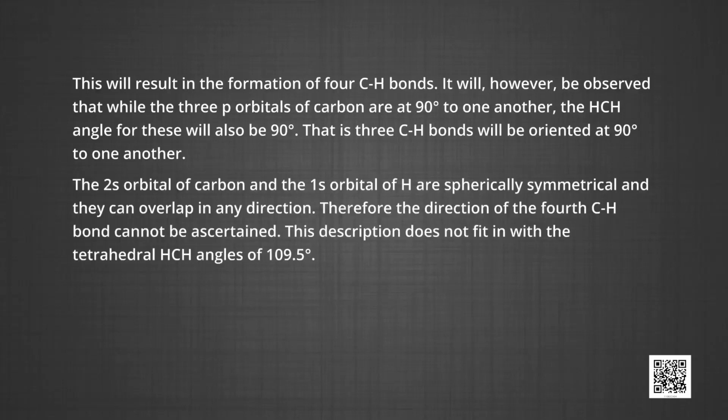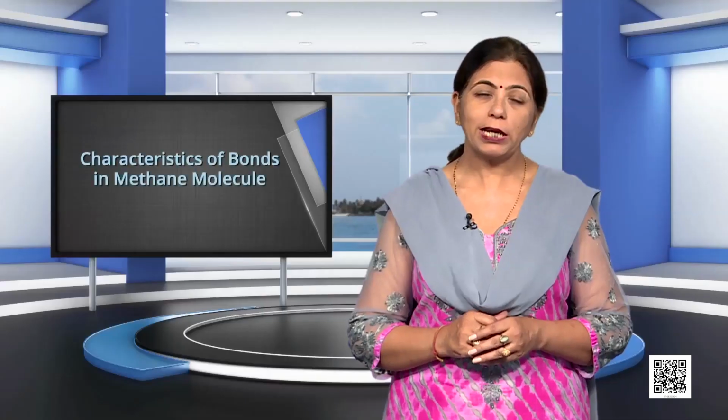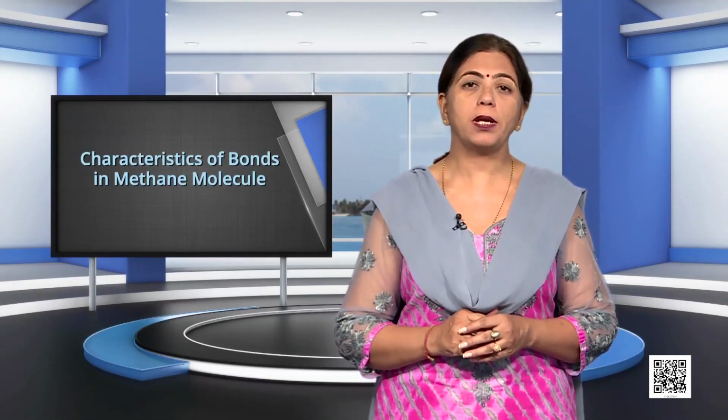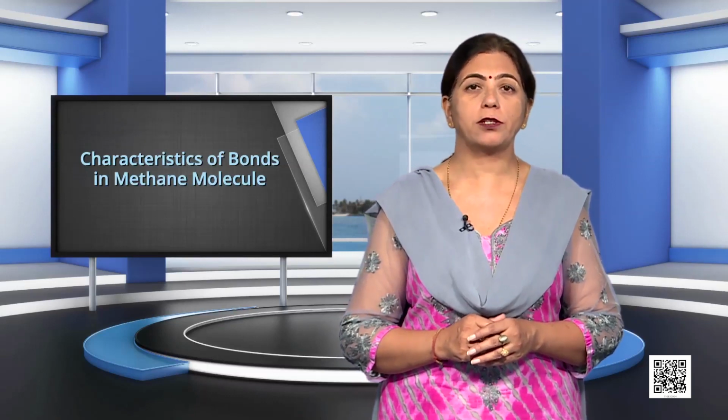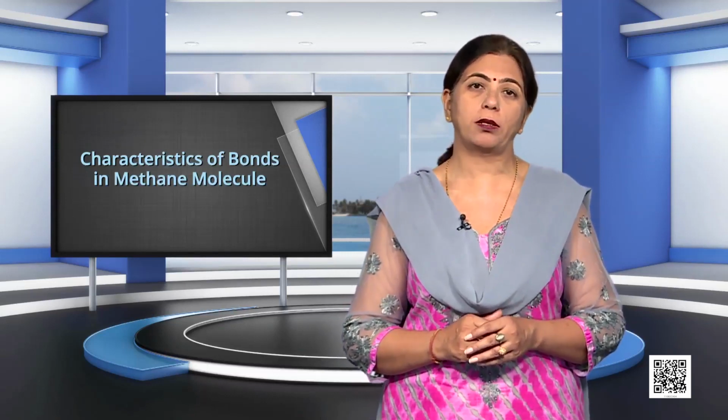The 2s orbital of carbon and the 1s orbital of hydrogen are spherically symmetrical and they can overlap in any direction. Therefore, the direction of the 4th C-H bond cannot be ascertained. This description does not fit in with the tetrahedral HCH angle of 109.5 degrees. Clearly, it follows that simple atomic orbital overlap does not account for the directional characteristics of the bonds in methane.